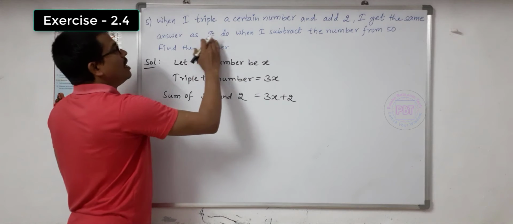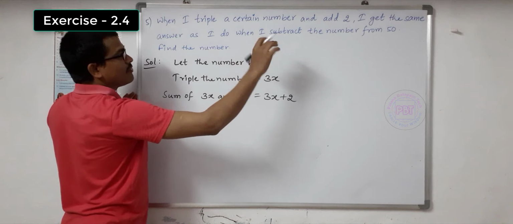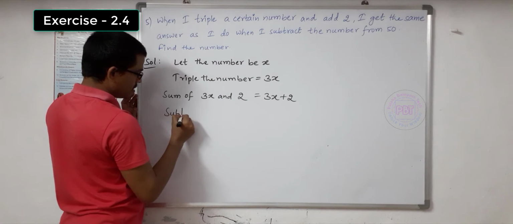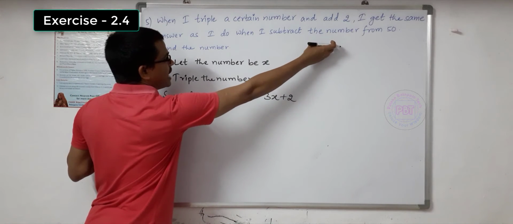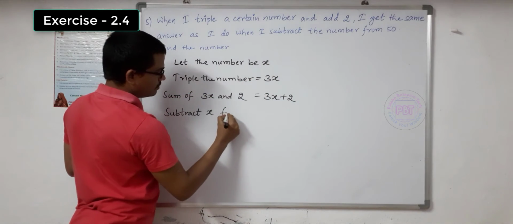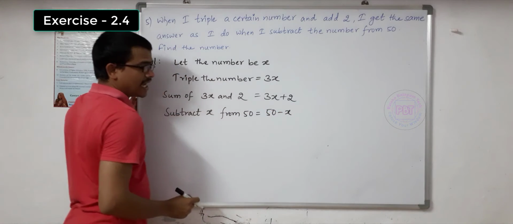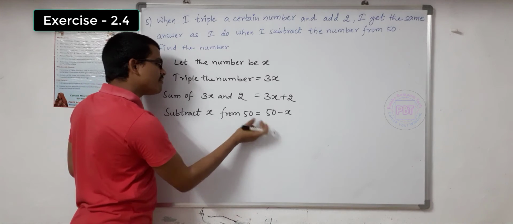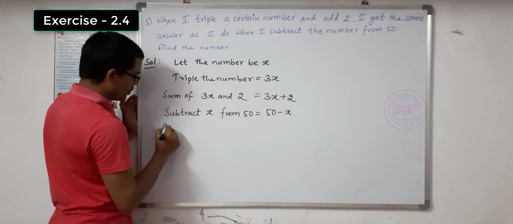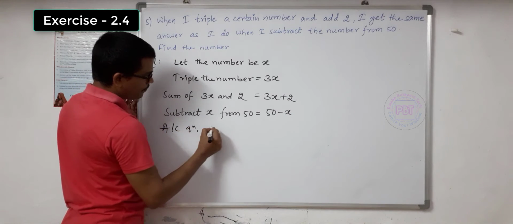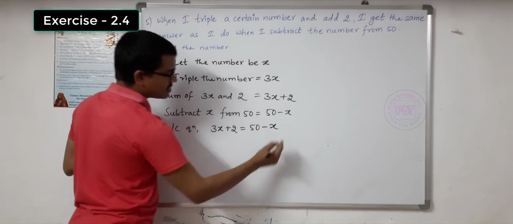Okay, and I subtract the number from 50, isn't it? Subtract x from 50. The number is nothing but x. Subtract x from 50. That is 50 minus x. From the 50 we are subtracting x. That is 50 minus x. So these two are equal according to the question. According to the question, 3x plus 2 is equal to 50 minus x.